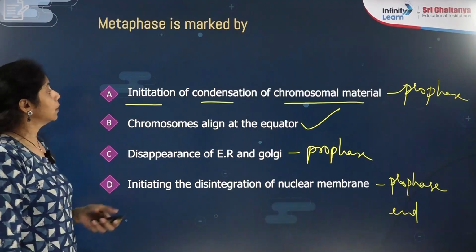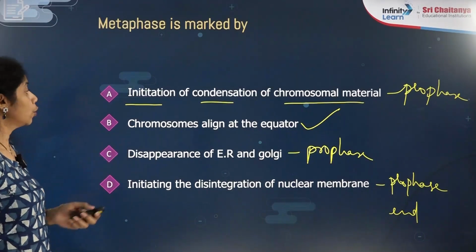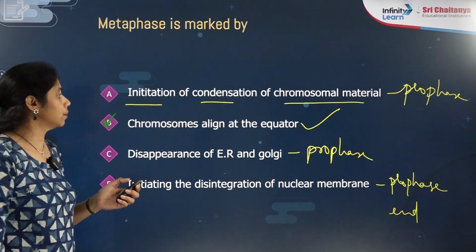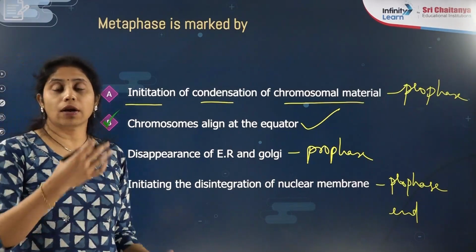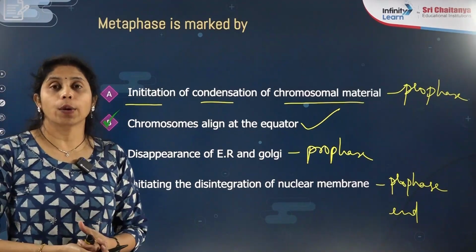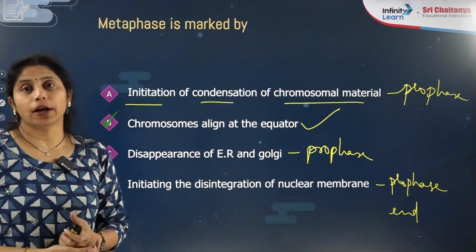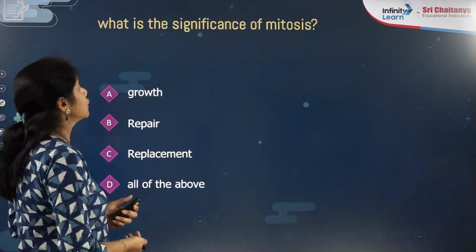So for this question, the correct answer will be chromosomes align at the equator. This is the correct option because they are all arranged in the center or equator to form the equatorial plate or metaphase plate. What is the significance of mitosis?